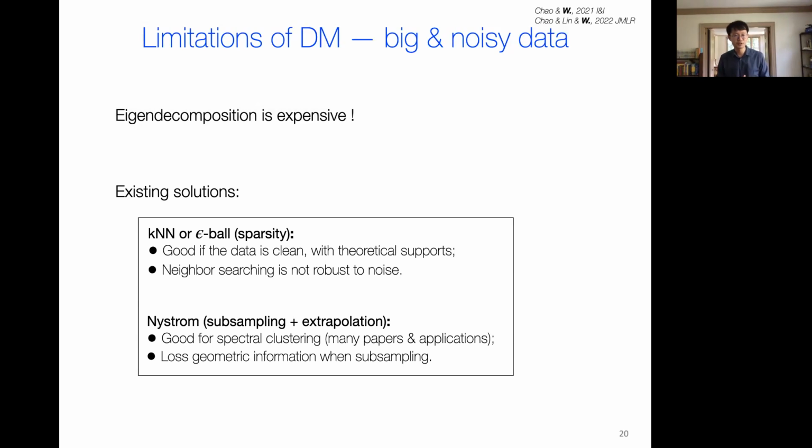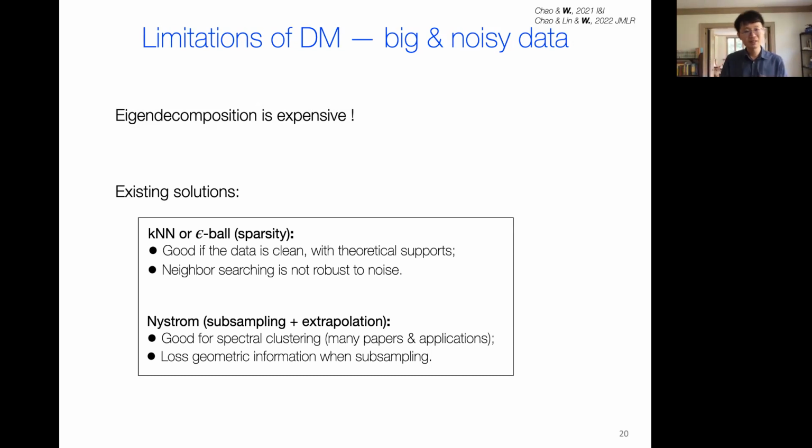So existing solutions are plenty, and the dominant two are, first, how about if we consider sparsity? Just make the matrix as sparse as possible using a kernel and epsilon-ball, and problem solved. Is it really true? Well, the answer is probably not that true. It is good if the data is clean and you can have theoretical support. But usually, neighbor searching is notoriously known to be non-robust to noise. If you have noise and you want to find your neighbors, probably the neighbors you find are not really your neighbors.